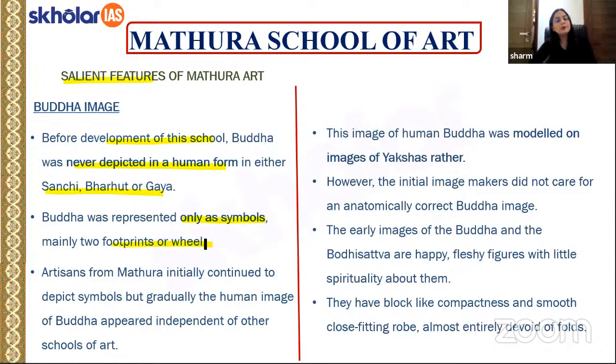All right, students. So during the time period of Mathura and Gandhara School of Art, the depiction of Buddha, apart from the symbols, started in the anthropomorphic or human form. Okay. Herein, students, it will be important to note that the artisans from Mathura had initially continued to depict Buddha via symbols, but later on, the human image of Buddha had appeared, which was independent of other schools of art.